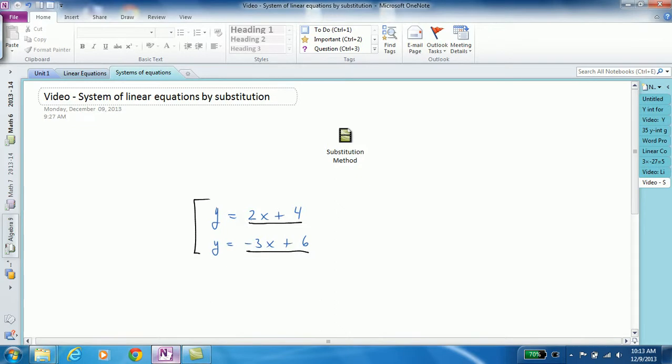We can say that the two y's must be equal, and therefore these two quantities also must be equal. So 2x plus 4 and negative 3x plus 6 are each equal to y, so they must equal each other. And then we have an equation with just x's in it. So we can solve that equation, giving the x's to the left and the numbers to the right, and x equals 2/5. So that's the x-coordinate of the point where these two lines intersect.